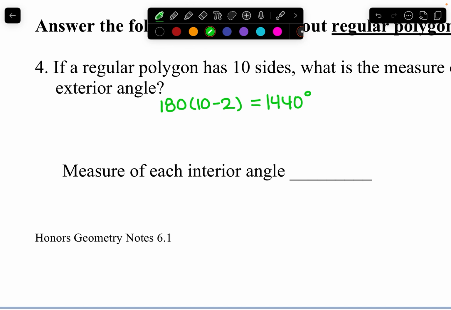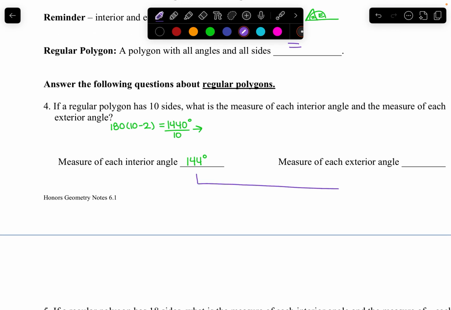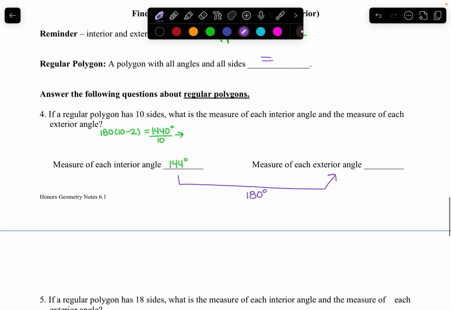Because this is a regular polygon, I can go back and divide that by the number of sides because that's also the number of angles that are there. And that's going to give me my individual angle. So that means that each individual angle is 144 degrees. Well, that's going to allow me to find my exterior angle because as a reminder, interior angles and exterior angles are supplementary. So I can do 180 minus 144, and I can get that my exterior angle should be 36 degrees.